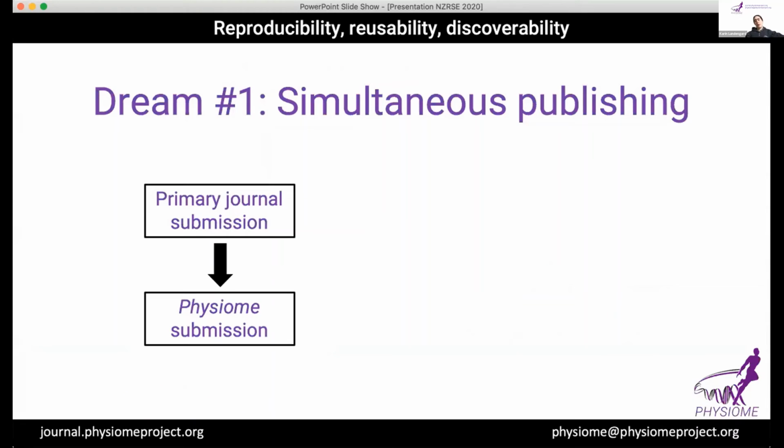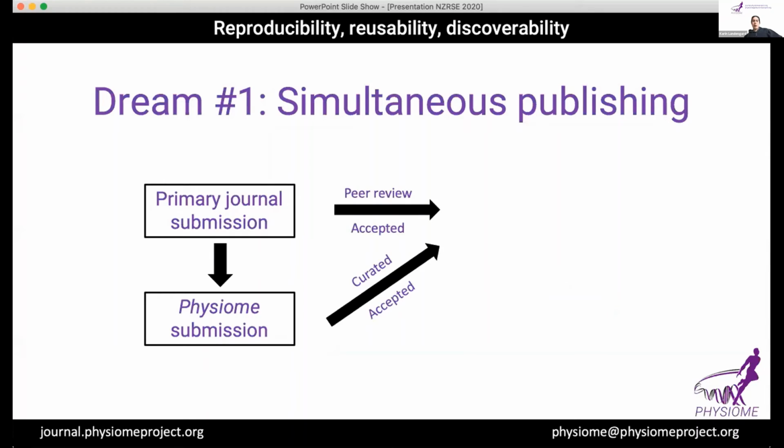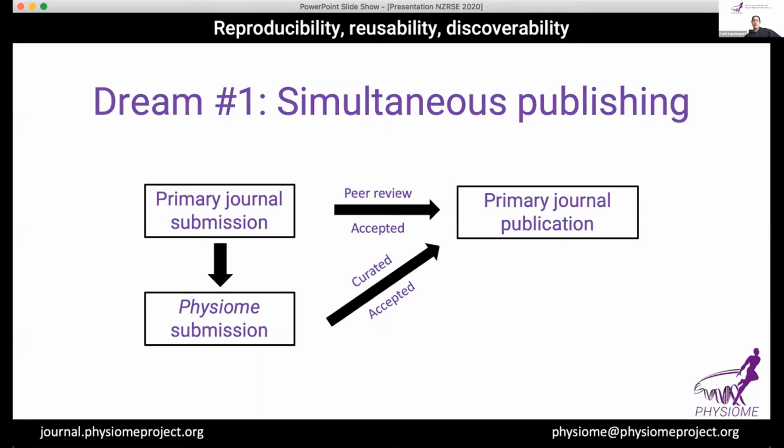In the future, what I would like for Physiome to do, I have 2 dreams that I'm pushing within Physiome. The first one is something that we call simultaneous publishing, where if you submit a model to a primary journal, you can also submit your code as a Physiome article, a Physiome submission. The primary journal would then do their normal peer review, and they can use us to curate the code. So we curate it and we send a curation report to them and tell them that this code is running and reproducible. Then they make a decision about whether or not they want to publish.